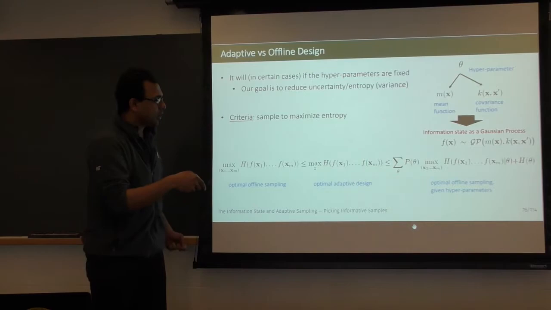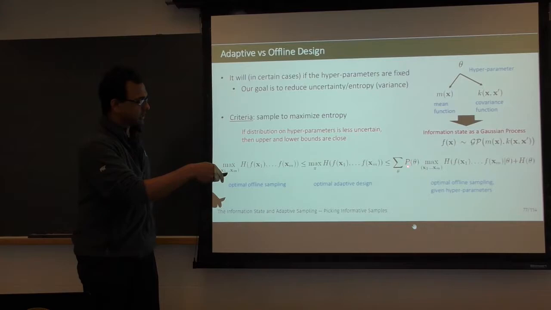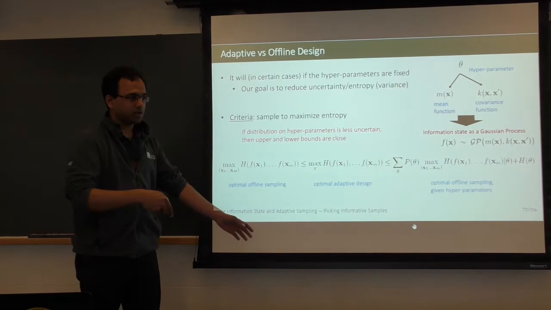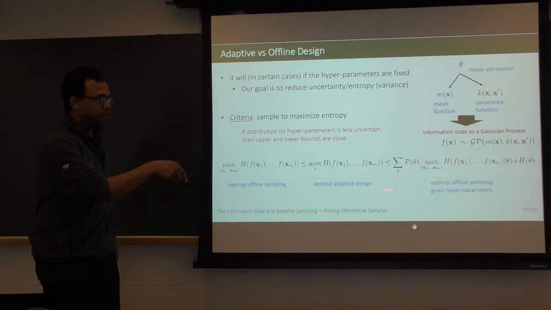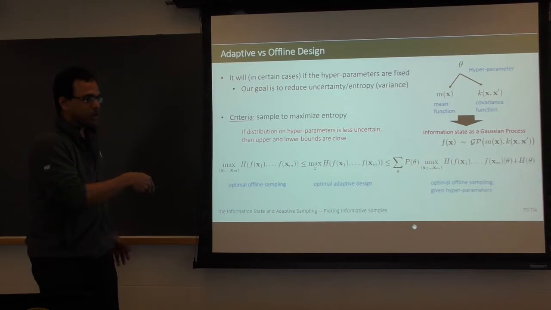Now what happens is, if my distribution of hyperparameters is less uncertain, that is, it's more peaked, say 99% of the time I know what theta is going to be, say it's theta naught, then my H of theta is going to be very close to zero, and this quantity will equal this quantity. My upper bound is going to be equal to the lower bound, and optimal adaptive sampling will perform as well as the optimal offline sampling.